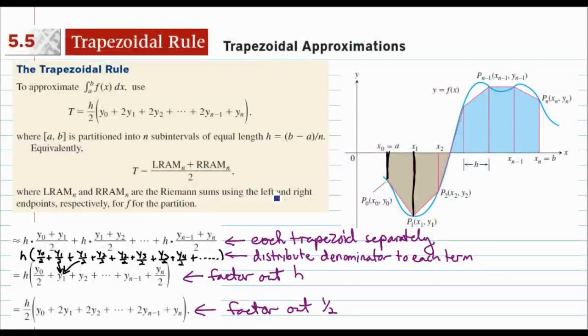This is the screencast for section 5.5, example 1. We're going to look at the trapezoidal rule. The trapezoidal rule is very similar to the RAM we did in the very first section in chapter 5 here. But instead of using rectangles, we're now going to use trapezoids.